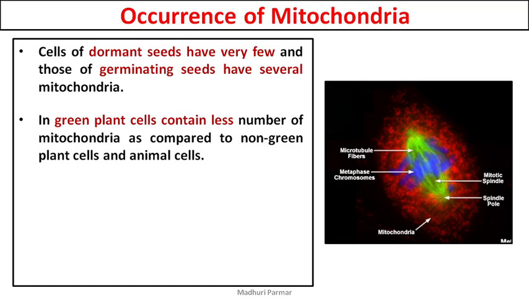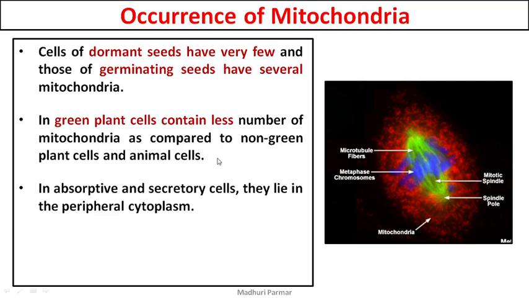So we can divide the cells into two parts: the green plant cells and the non-green plant cells. The green plant cells have a lesser amount of mitochondria because in those cells the chloroplast is present for ATP production. So mitochondria are required less. Compared to that, in non-green plant cells and animal cells, mitochondria are found in abundance.